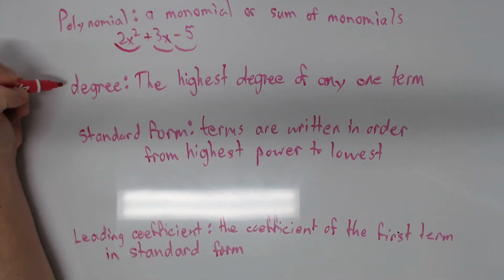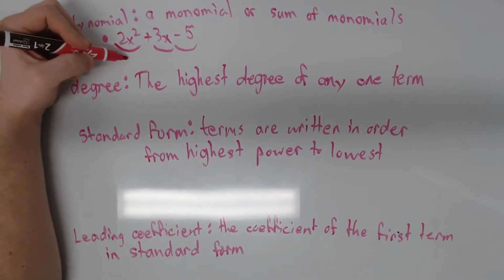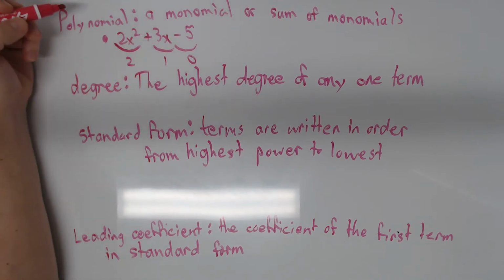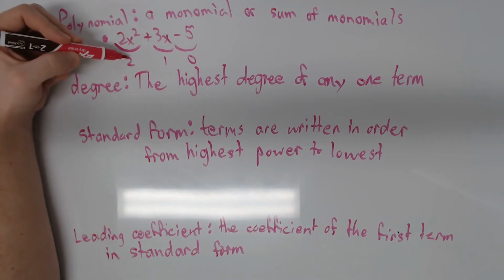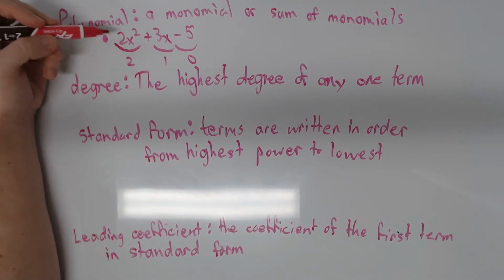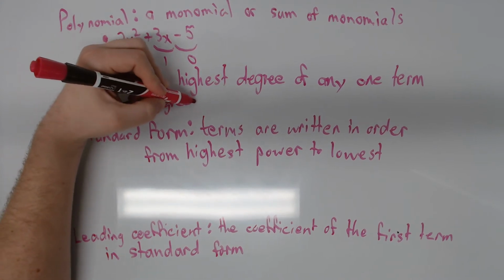The degree of a polynomial is the highest degree of any one term. So if I look at my polynomial up here, I have a degree of 2, a degree of 1, and a degree of 0. So I don't have a degree of 3 for the whole thing. I have a degree of 2. It's just the single highest one. So the degree for my example is just 2.